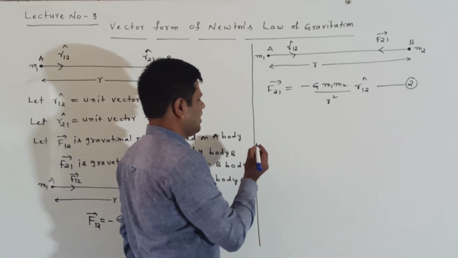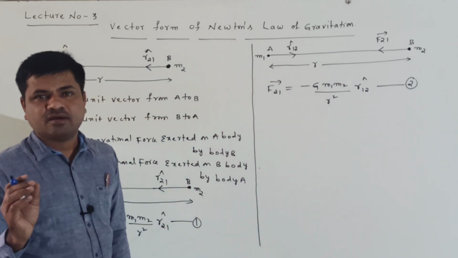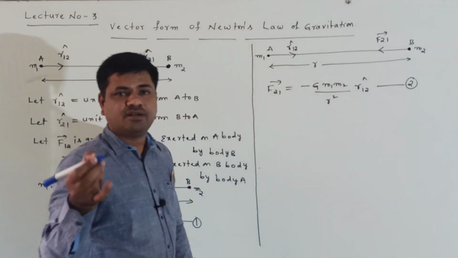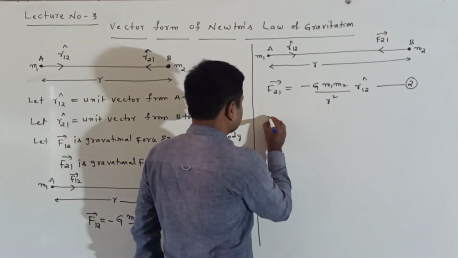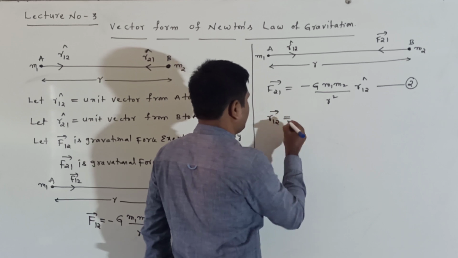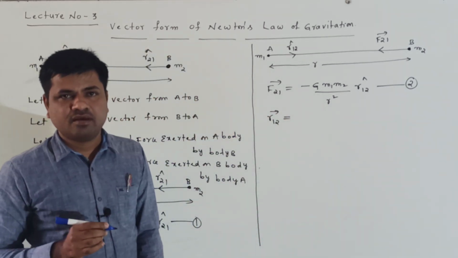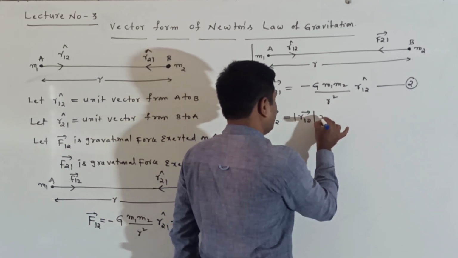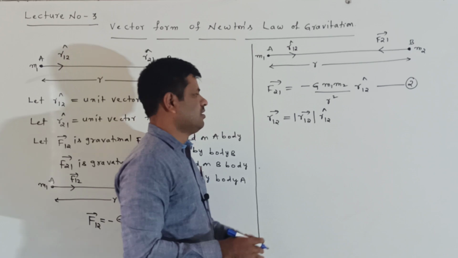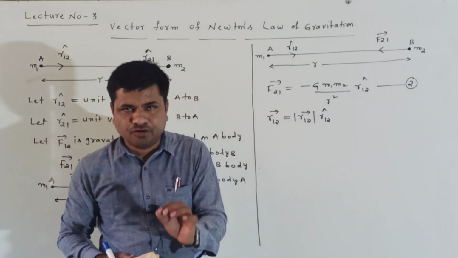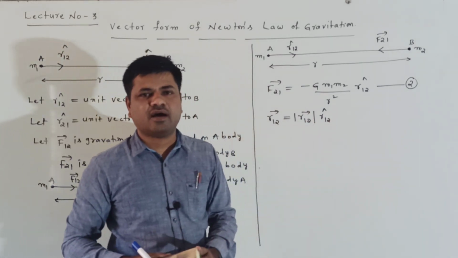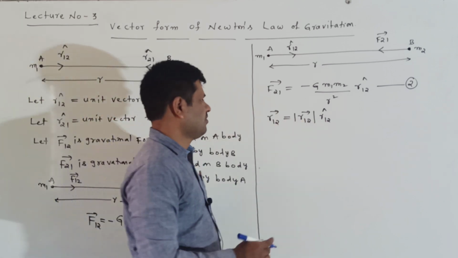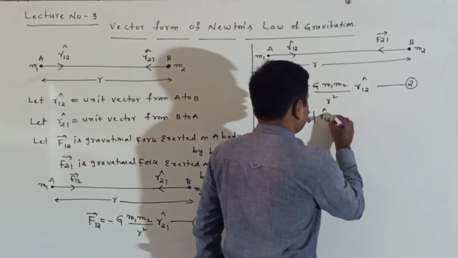Now I am explaining once again: any vector can be written as its magnitude into unit vector. Now R12 bar is a vector. This can be written as its magnitude into unit vector. Its magnitude is mod R12 bar, and its unit vector is R12 cap. Here mod R12 bar represents the magnitude, and this is called the unit vector. Vector is equal to magnitude into unit vector. Clear here?